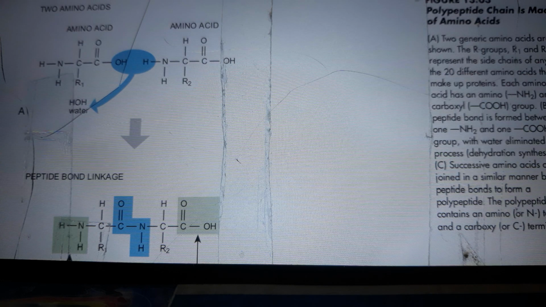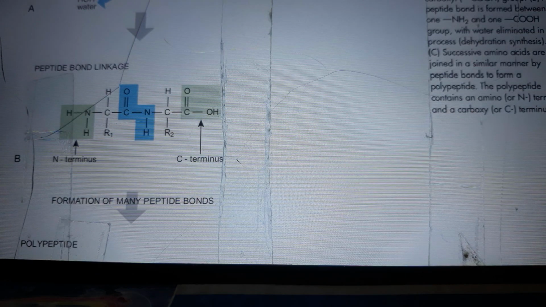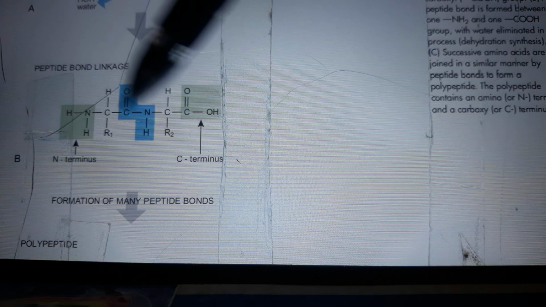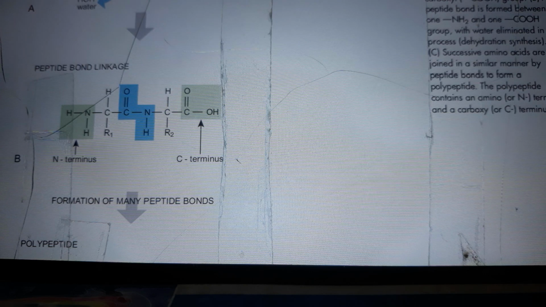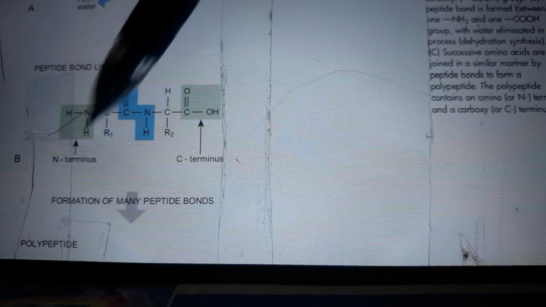1, 2, 3, so many molecules. And the polypeptide contains an amino, N-terminus, and a carboxyl, C-terminus. Okay, the polypeptide contains an N-terminus and a carboxyl C-terminus, right? Peptide bond linkage. So this is the peptide bond. Okay, many of these together form a polypeptide. So this is the C-terminus, which contains the carboxyl group. This is the N-terminus, right? So that makes it easier for you to understand. So formation of many peptide bonds.